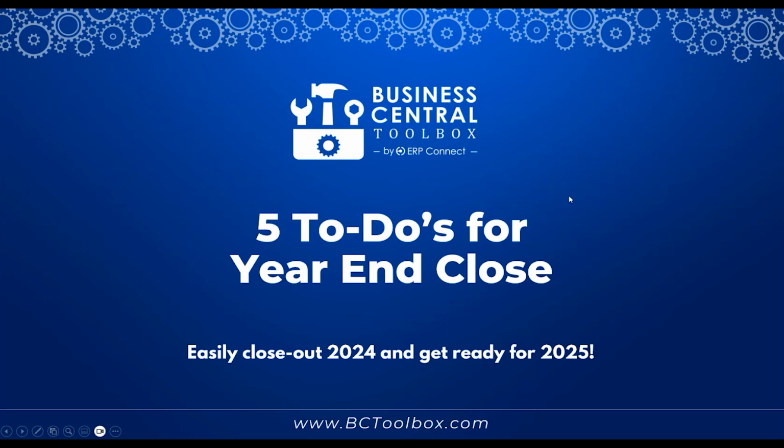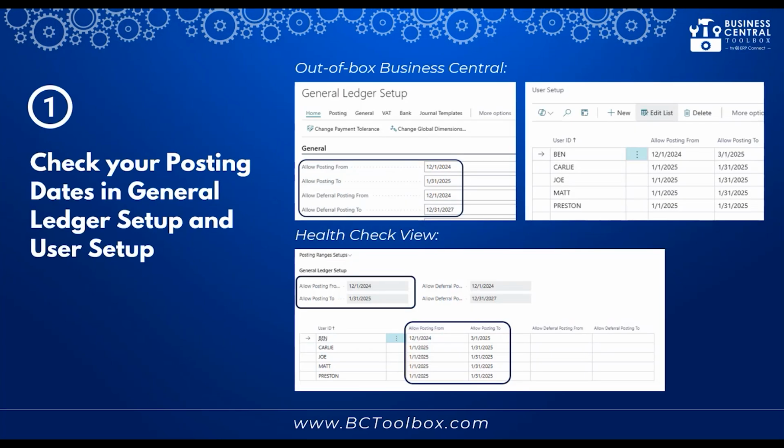If you haven't done this already, now is a great time to take a look at this, close out 2024, and make sure 2025 is off without a hitch, right? And how does that health check play into this? So step 1, check your posting dates in general ledger setup and user setup, right? We looked at this in the health check. Make sure that those old dates are not allowed to be posted to anymore, so we're not posting into last year. Make sure that users can post into the new dates inside of Business Central.